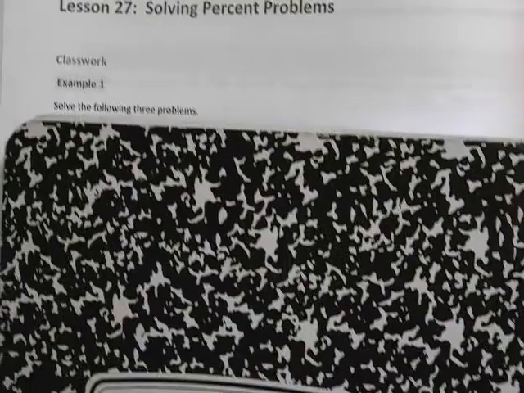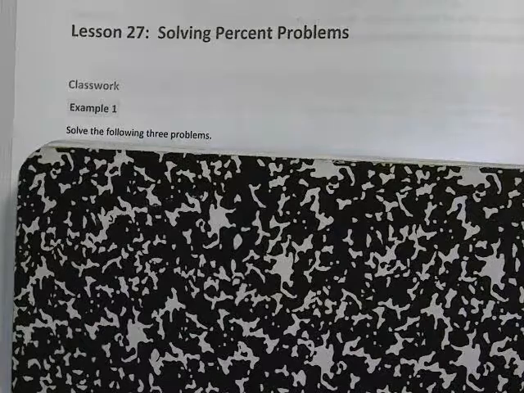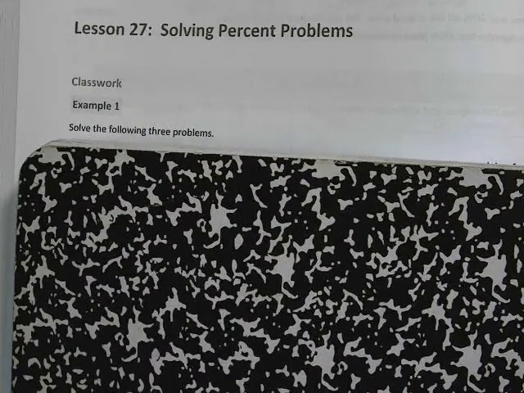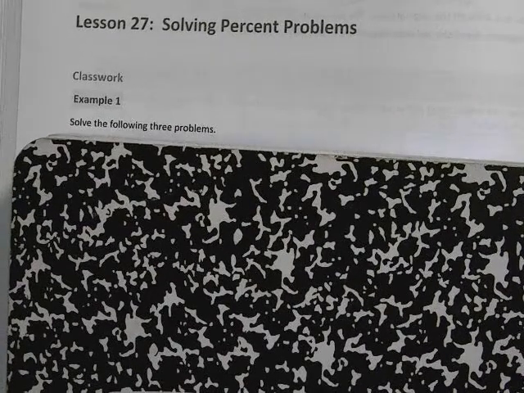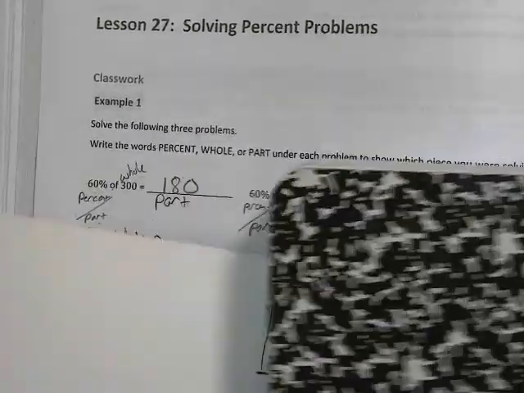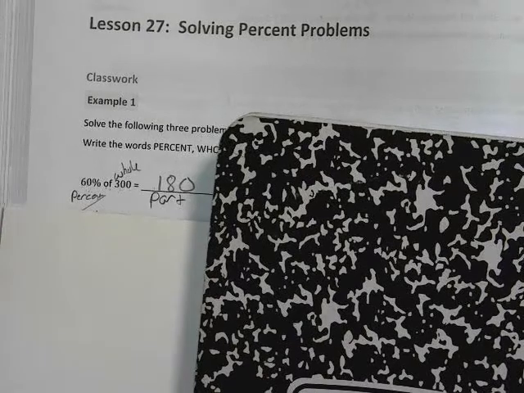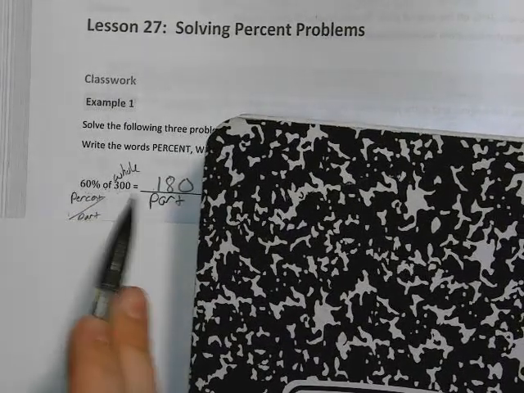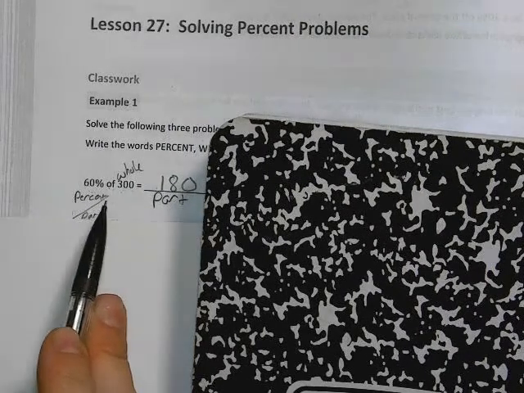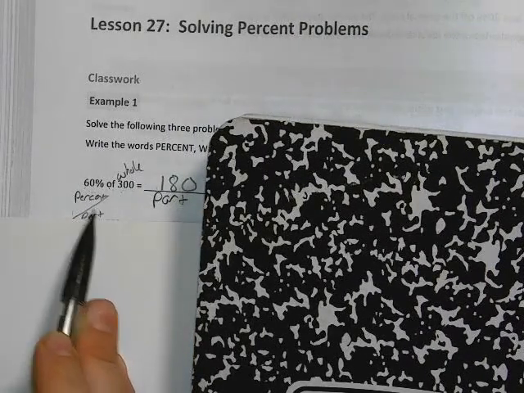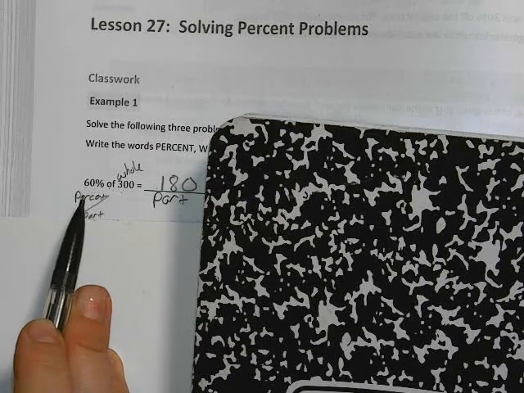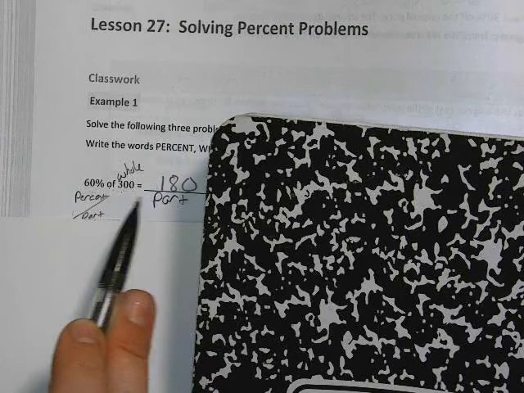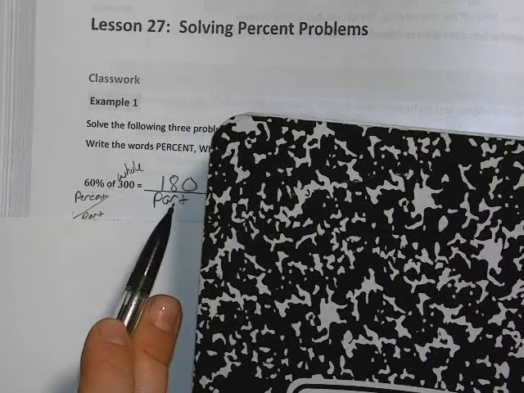Lesson 27 takes us into the continuation of solving percent problems where we have to identify the part, whole, and the percent in order to solve. So here's our first one. They said 60% of 300 equals something. That's like saying 60% is something. So that's 60%, which is a percent. It's also a part because if it's 100%, it's the whole, but it's not. And then 300, because it's of 300, it's the whole, then that leaves us with the part, that's the 60%.